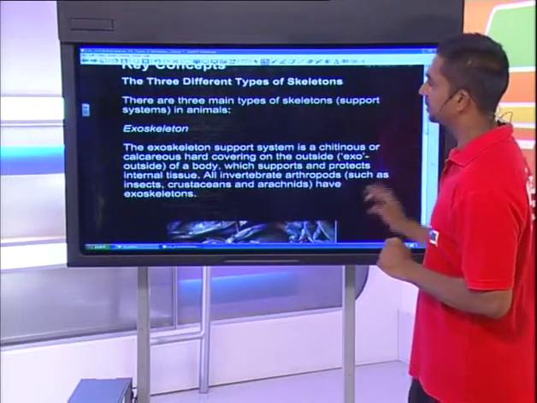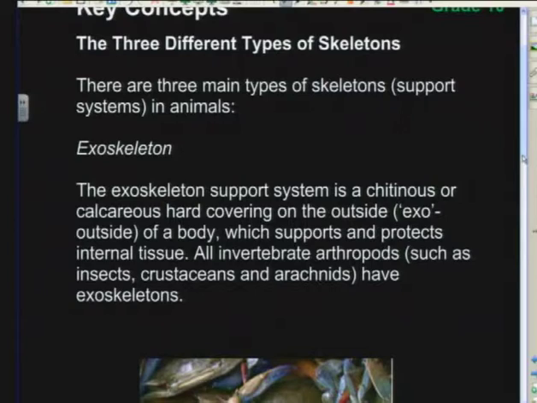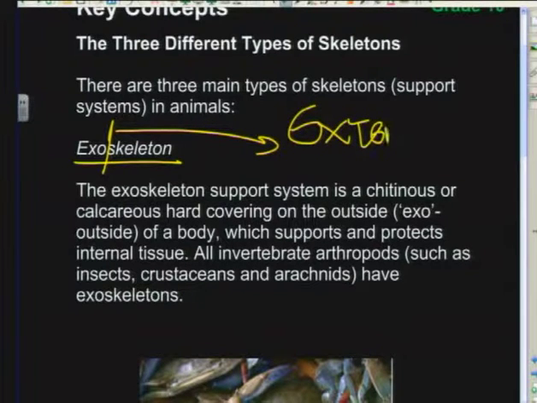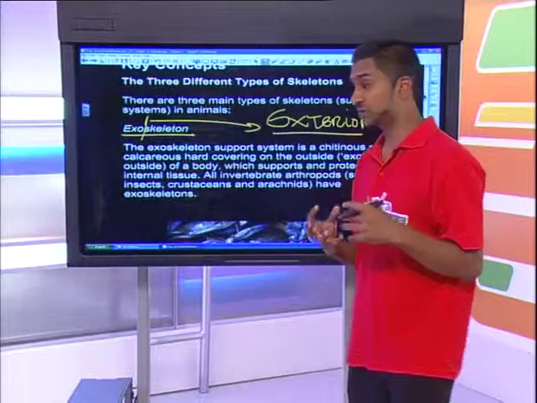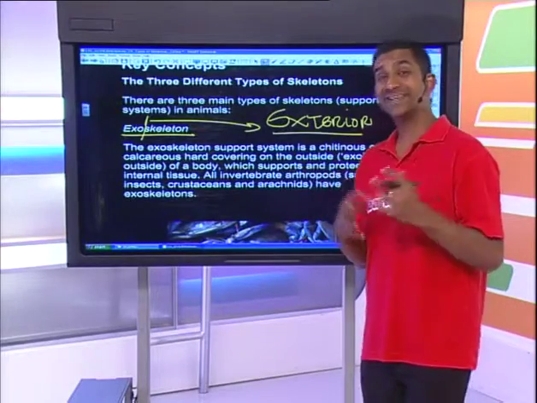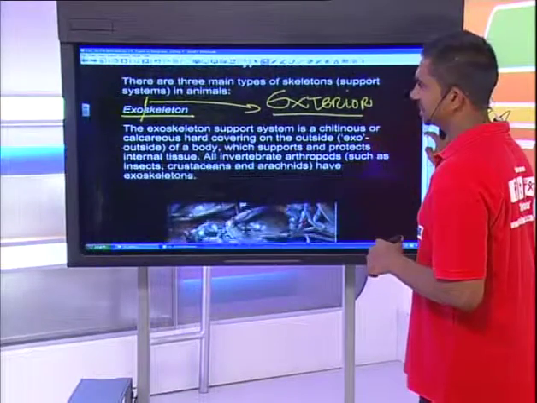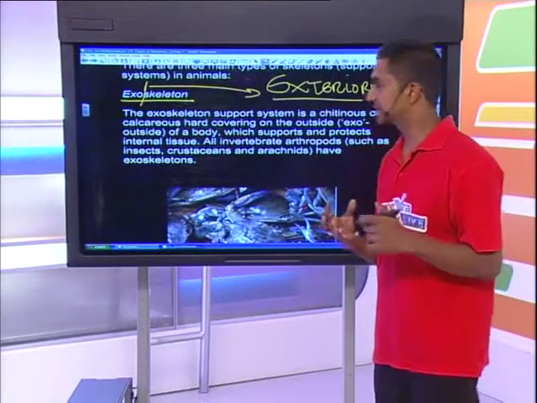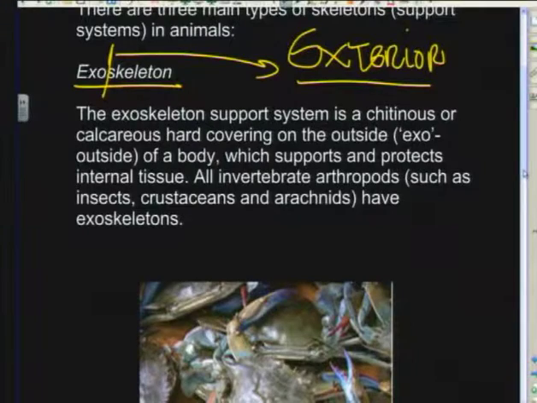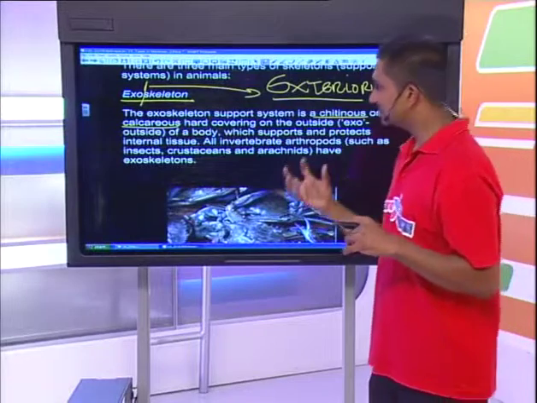The next type of skeleton we're looking at is the exoskeleton. I'm going to break the word up into two parts. Exo meaning exterior. So it's the exterior skeleton, simply meaning that it's a support system that is found externally, outside the body. I'm sure you have seen many examples of animals that have an exoskeleton. The exoskeleton support system is made up of chitin or calcareous. Basically chitin and calcareous are deposits of minerals from the environment that strengthen the exoskeleton.